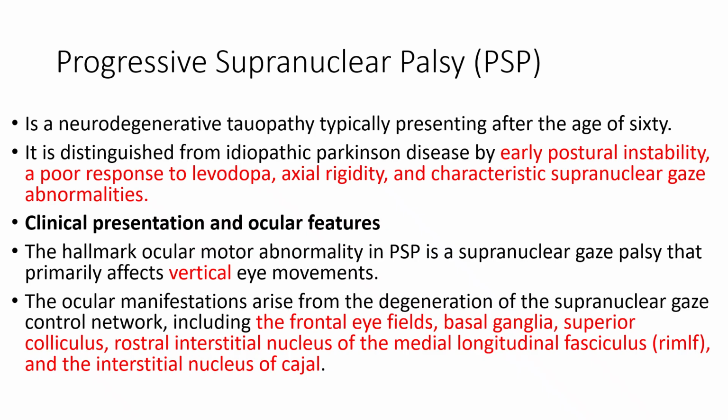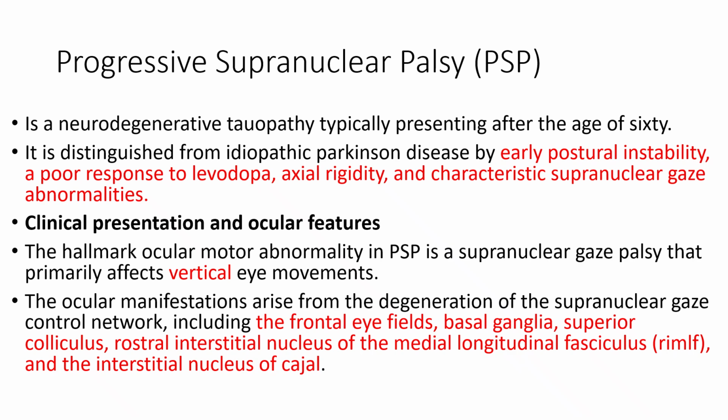The hallmark ocular abnormality in PSP is supranuclear gaze palsy that primarily affects vertical eye movement. The ocular manifestations arise from degeneration of the supranuclear gaze control network, including the frontal eye field, basal ganglia, superior colliculus, rostral interstitial nucleus of MLF, and interstitial nucleus of Cajal.